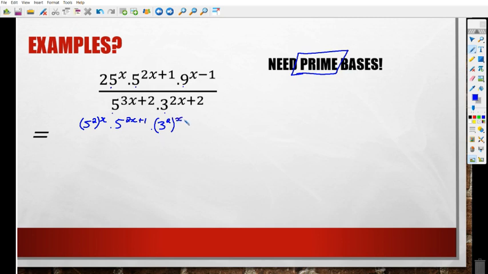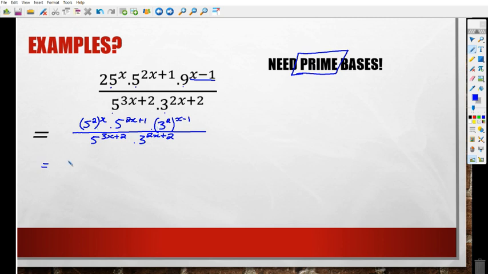Okay, please remember that bracket. And here we've got x minus 1 as our exponent, and that is all over whatever's at the bottom. So my 5 is already a prime base, and my 3 is already a prime base, and nothing's going to change there. So I've got 5 to the power of 3x plus 2 multiplied by 3 to the power of 2x plus 2. Fantastic.